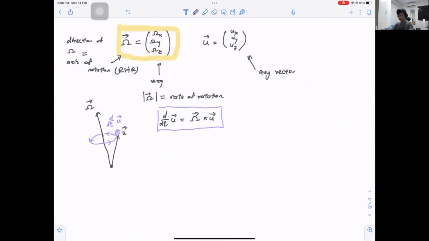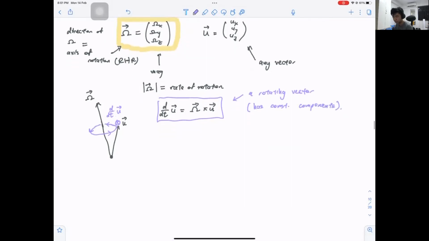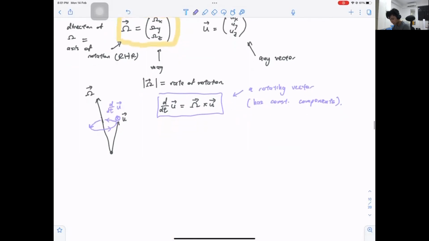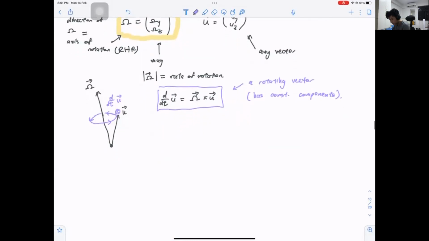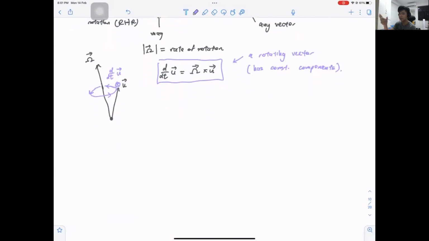Okay, so this formula describes a rotating vector, but the vector has constant components. The reason why this is still limited is that the constant components part puts a huge restriction on it, because if we're talking about the position vector of an object, let's say a point particle, it's always going to be moving. So the components are not going to be constant.